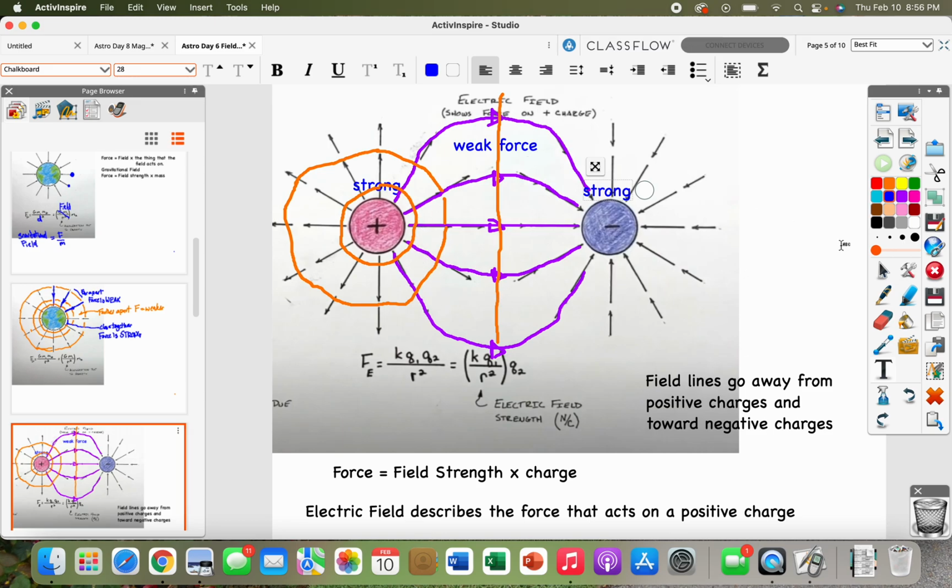But if we were following this, a positive charge would follow the purple lines, right? So another thing we would get is that a positive charge would follow the field lines, the arrows, right? A negative charge would go backwards along field lines.